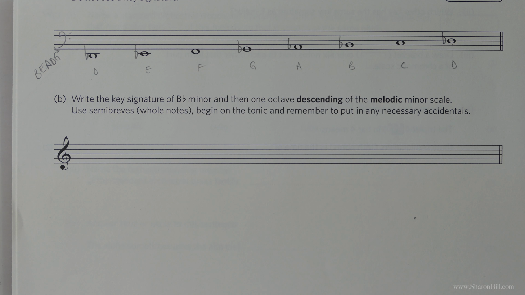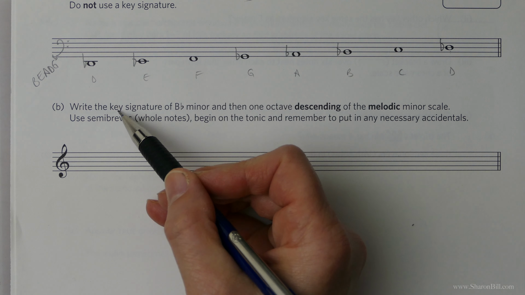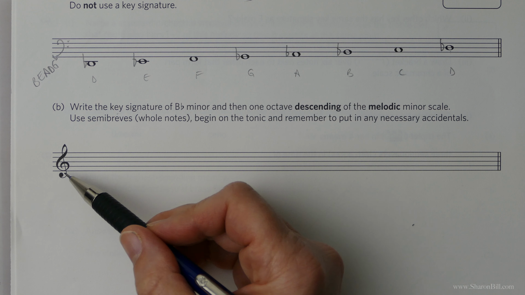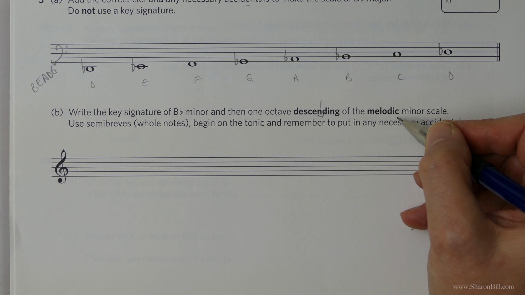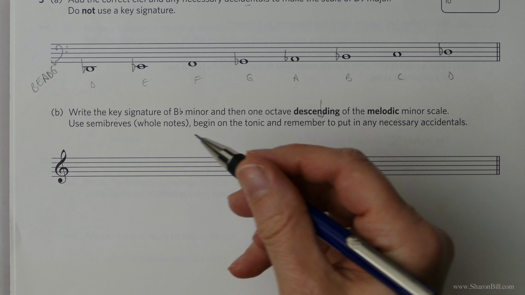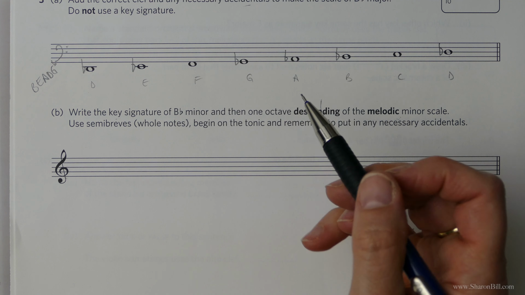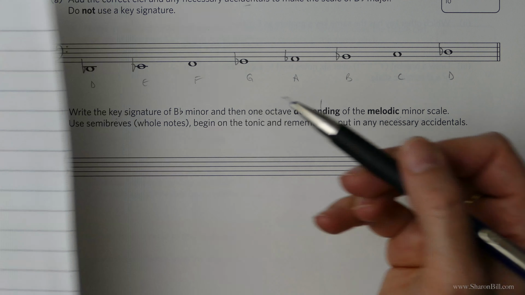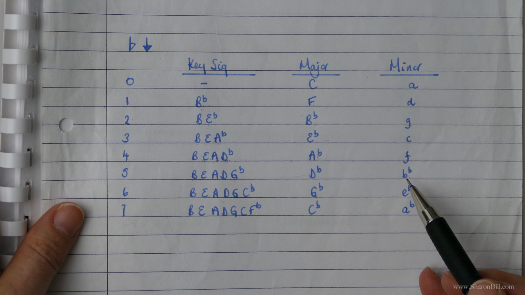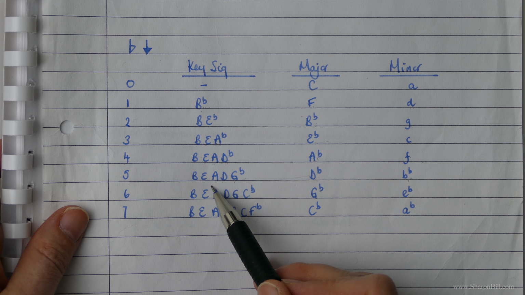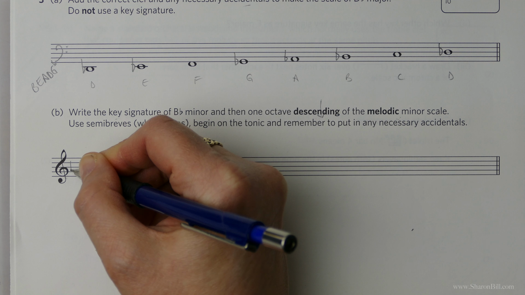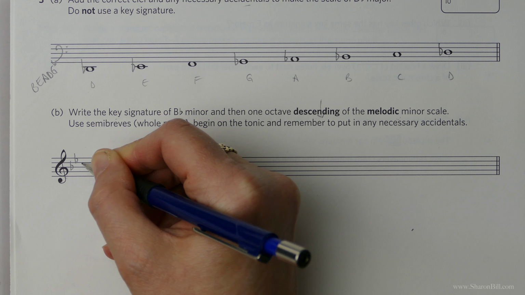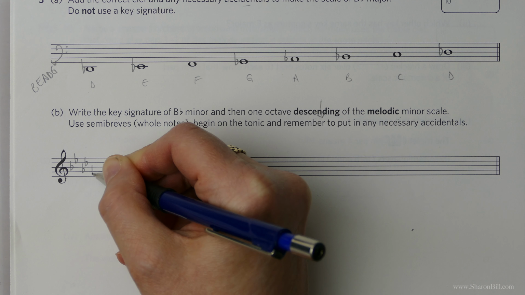to the next part. So now we're asked to write a key signature this time of B flat minor. We're in the treble clef, and then we're going to write the descending version coming down of the melodic minor scale. So let's take it a step at a time. So B flat minor is related to D flat major, which has a key signature of 5 flats. So we're actually now writing in the relative key. So we want in the treble clef B flats, E flats, A flats, D flats, G flats.